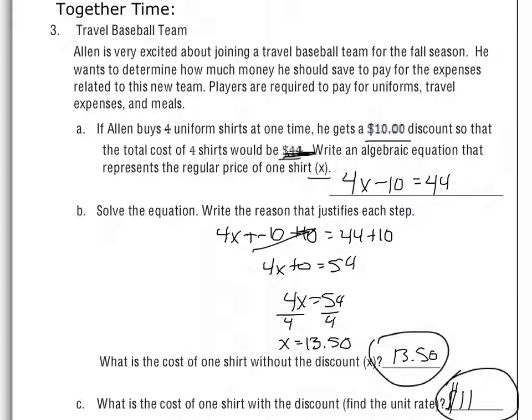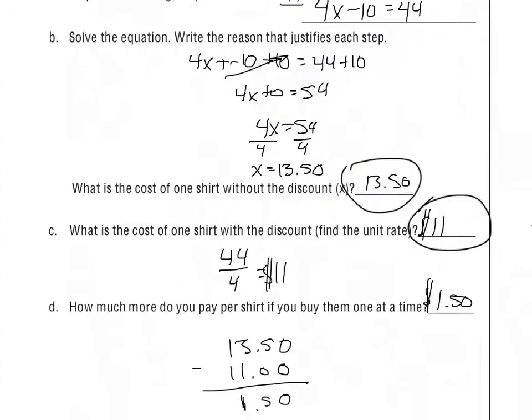Looking through here at the travel baseball team, we see that he buys 4 uniform shirts at the regular price. That'd be 4 times X, but then they're discounted. They take off an extra $10, and so we get 44. 4 times the original price minus the $10 gave us the 44.